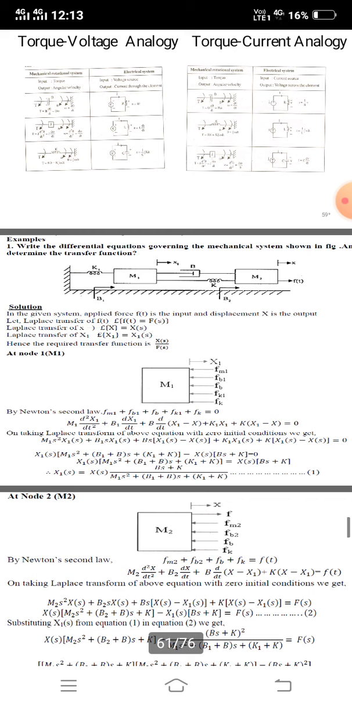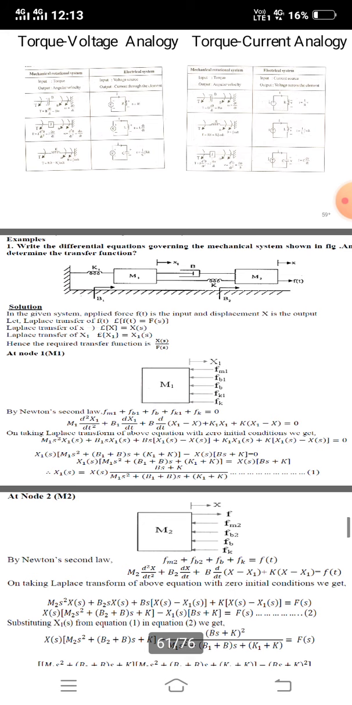We have two differential equations in this problem, depending upon the given masses m1 and m2. We have two differential equations. Among these two differential equations, we are going to solve for the transfer function X(s) by F(s).